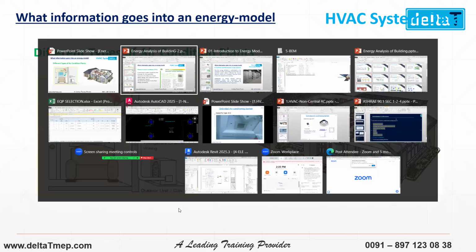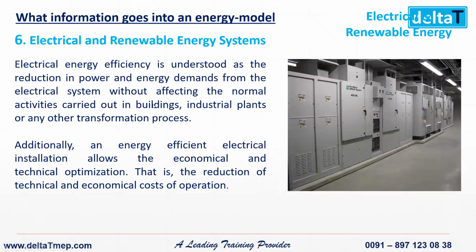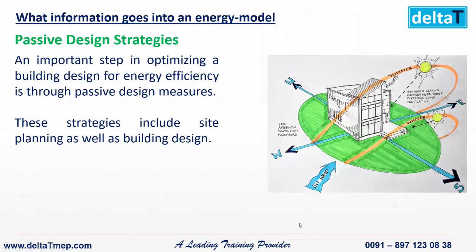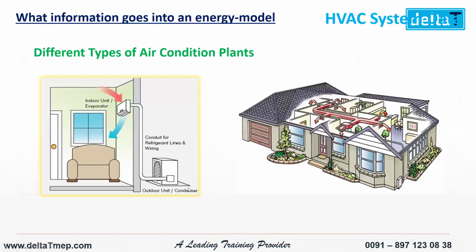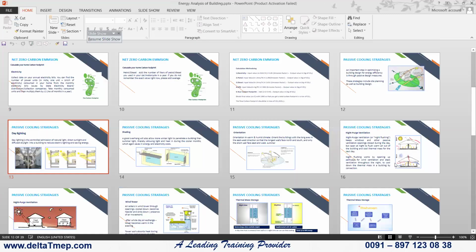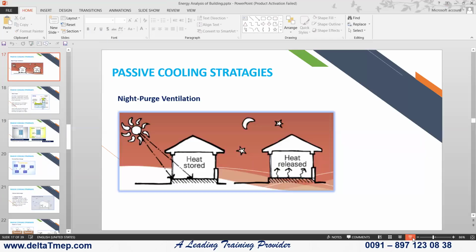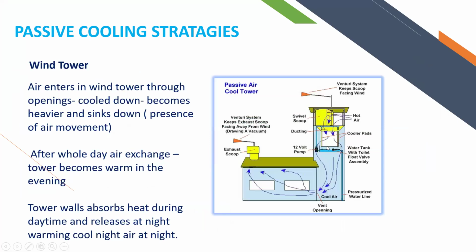So now coming back here, we're talking about the HVAC system, and then we have passive design. Now, what is a passive design system? Passive cooling system means, this one you can see, this is night purge ventilation. Night purge ventilation means at night time we open the windows, in daytime we close the windows, so heat goes outside. And then we have the wind tower.